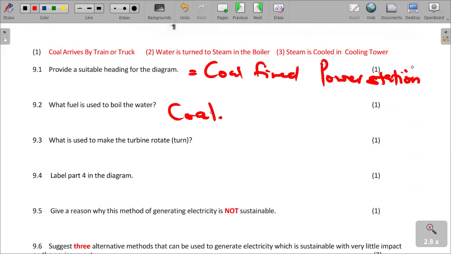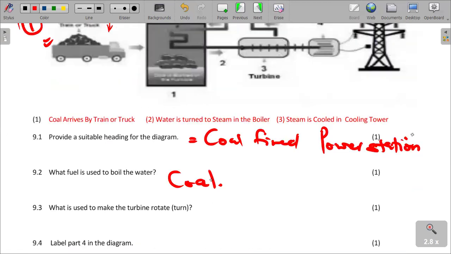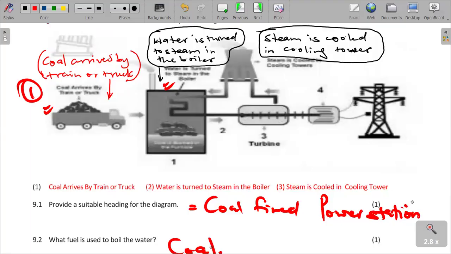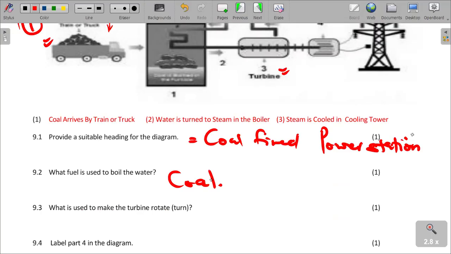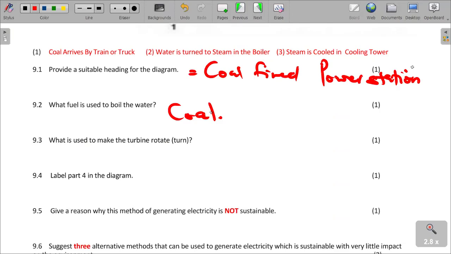As we can talk about coal-fired, what is used to make the turbine rotate or to turn? The turbines are turning as a result of what? Steam is cooled in cooling water. I'm sure I remember that the turbines are turned because of the steam that is coming from the boiling water. It is the steam.